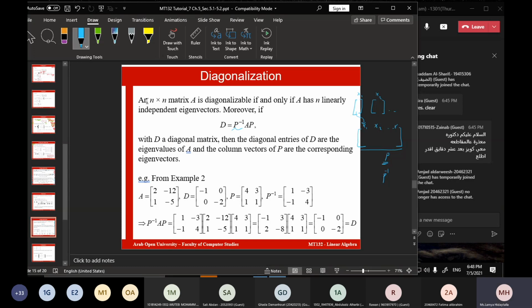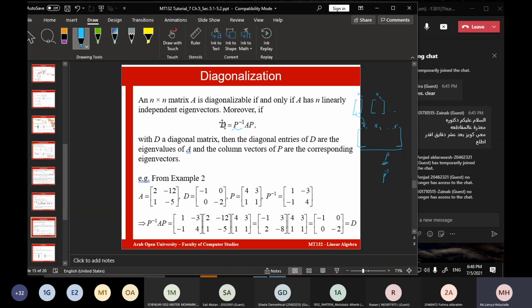So an n by n matrix A is diagonalizable if and only if A has n linearly independent eigenvectors. When you get the eigenvectors, check whether they are dependent or independent. If independent, then 100% A is diagonalizable. Not that only. You will find that we said this is going to be diagonal if A has n linearly independent eigenvectors.